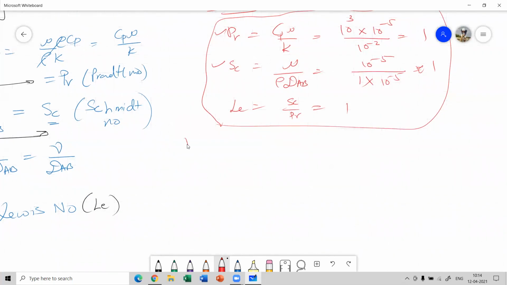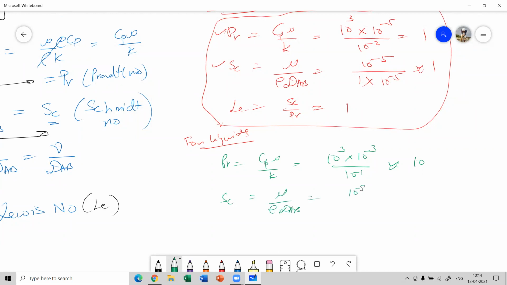For liquids, Prandtl number, which is Cp mu by K, normally Cp is 10 raised to power 3, viscosity is 10 raised to power minus 3, and thermal conductivity is normally 10 raised to power minus 1. So it's approximately equal to 10. Schmidt number, which is mu by rho DAB. Viscosity is 10 raised to power minus 3. Density is normally 10 raised to power 3, and diffusivity is 10 raised to power minus 9. So the Schmidt number is normally in the range of 10 raised to power 3.